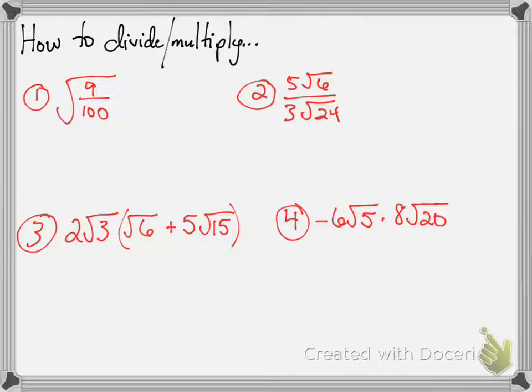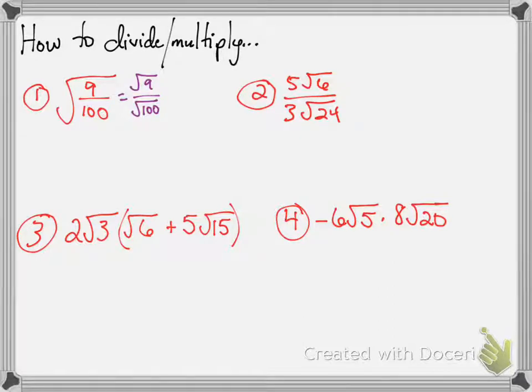So in order to divide things with square roots, first and foremost, you're going to see them typically written as a fraction. So here we have the square root of 9 over 100. A property of square roots is if I have a full fraction underneath a radical, I can split it apart so that the numerator and the denominator can each be square rooted.